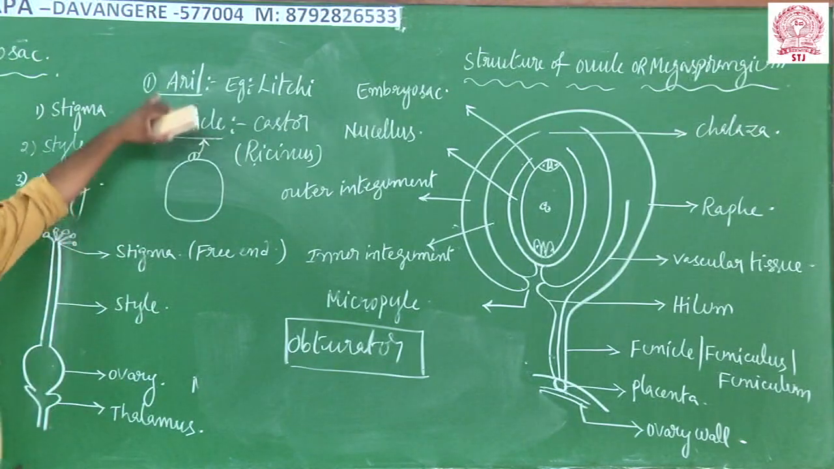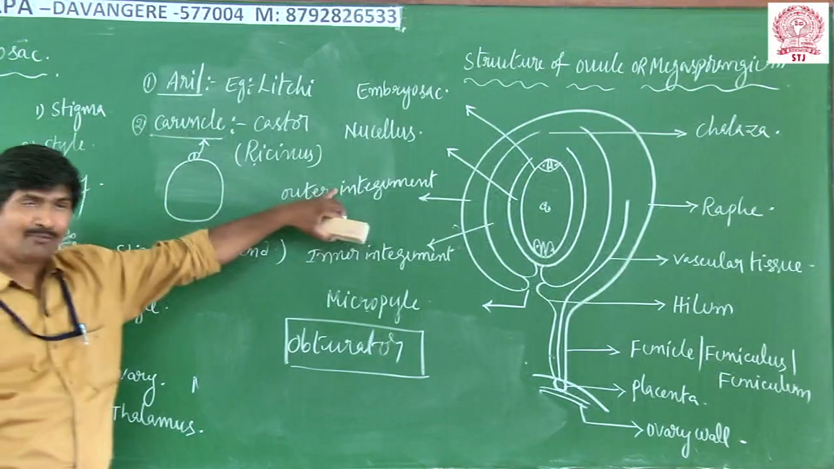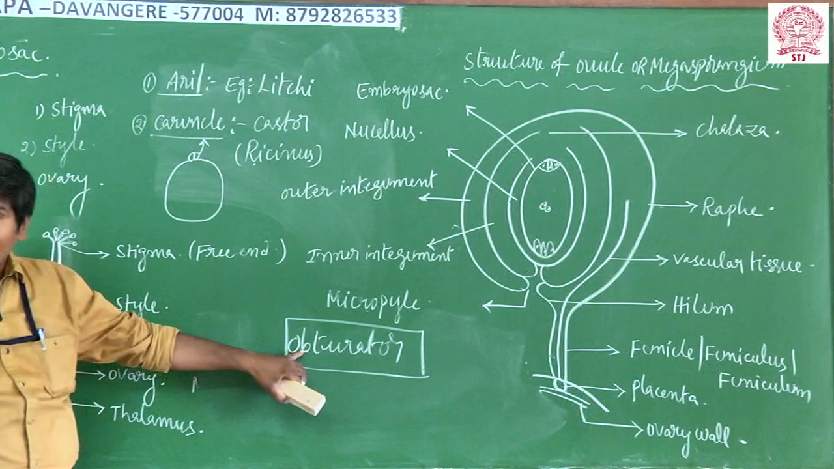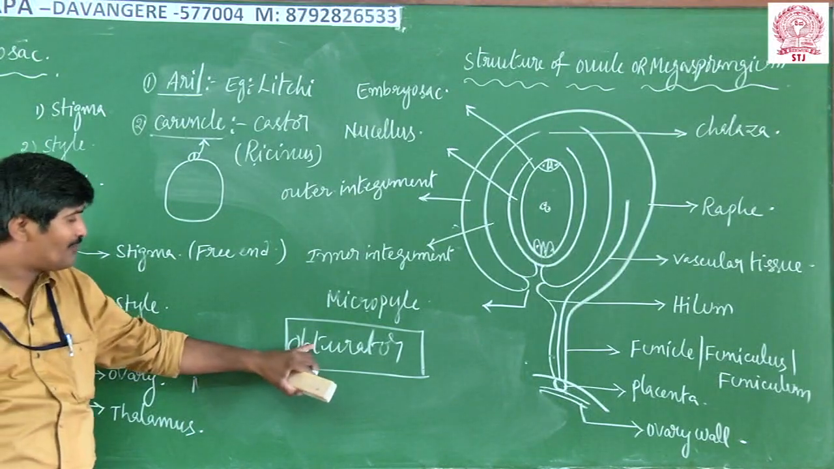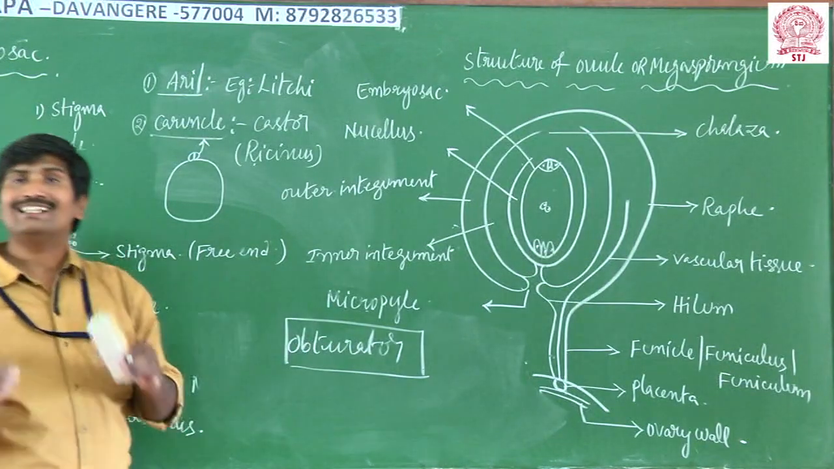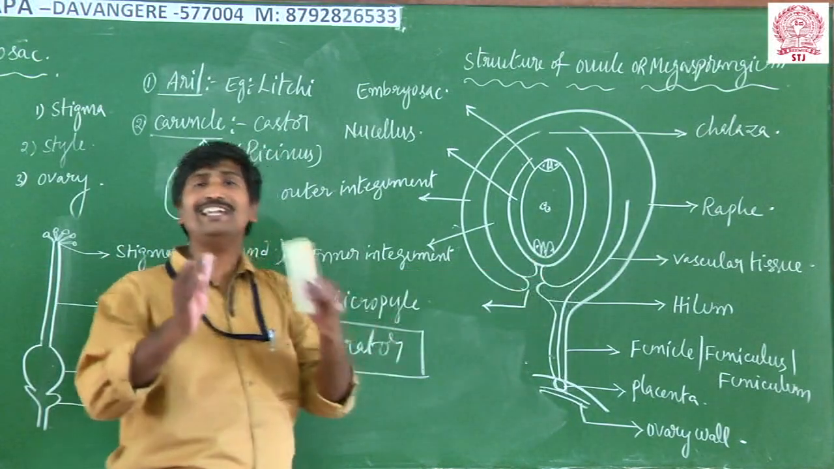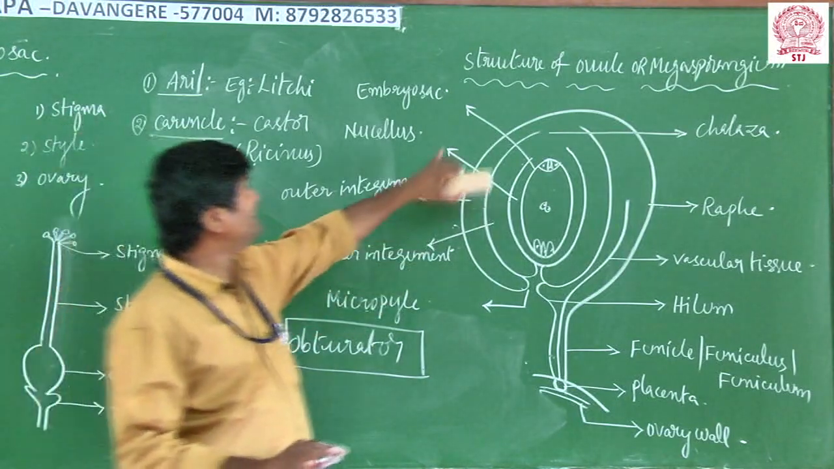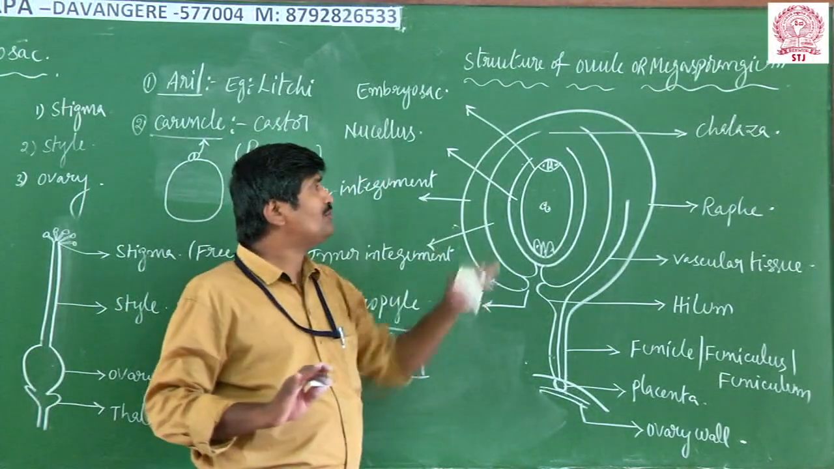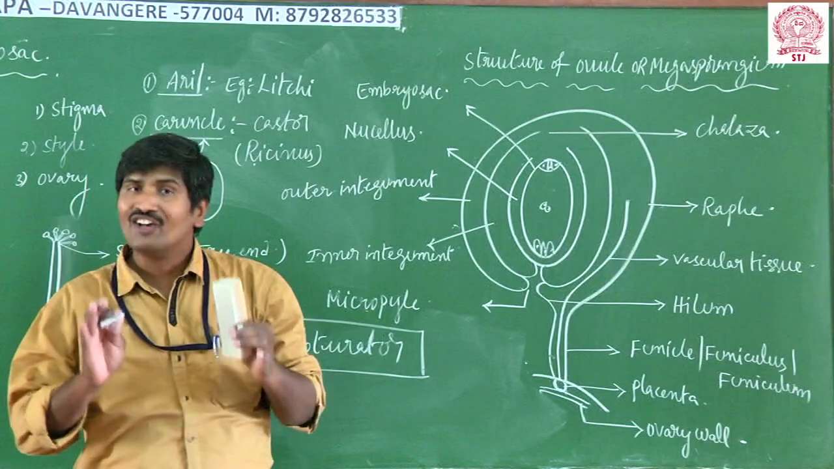This is additional information about the integuments. It is also very important. What is the main function of the obturator? The guiding of the pollen tube to enter into the structure of the ovule. So this is the structure of the ovule or Megasporangium.